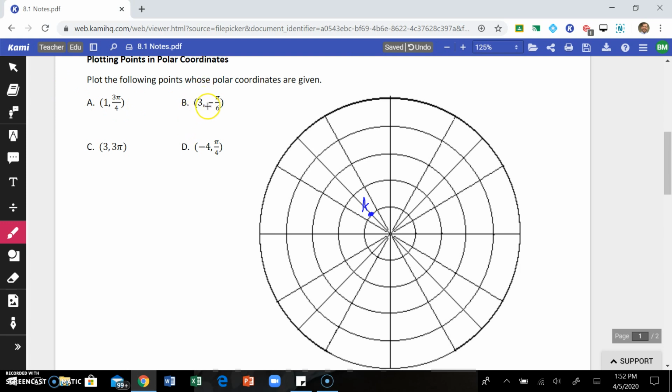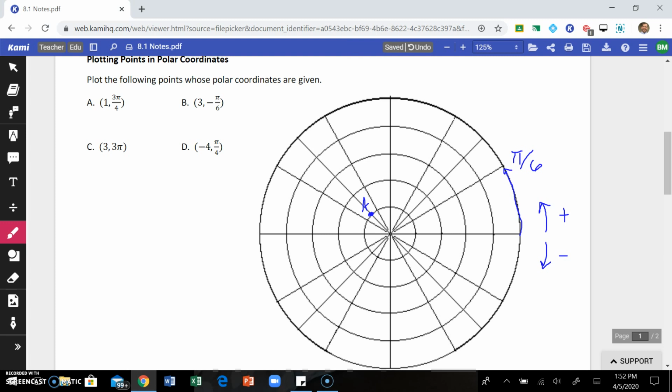Point B is 3 comma negative pi over 6. So if you remember, when we go in the counterclockwise direction, those are positive angles. I can go in the clockwise direction that same distance and get those negative angles. So what that means, if you forget this, is that since this is the angle pi over 6, that's just going this distance, positive direction.